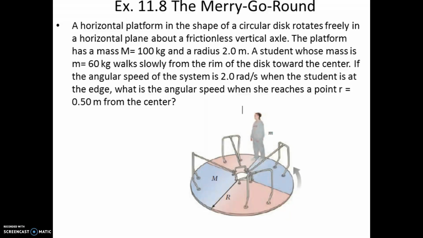If the angular speed of the system is 2 radians per second when the student is at the edge, what is the angular speed when she reaches a point r equals 0.5 meters from the center?